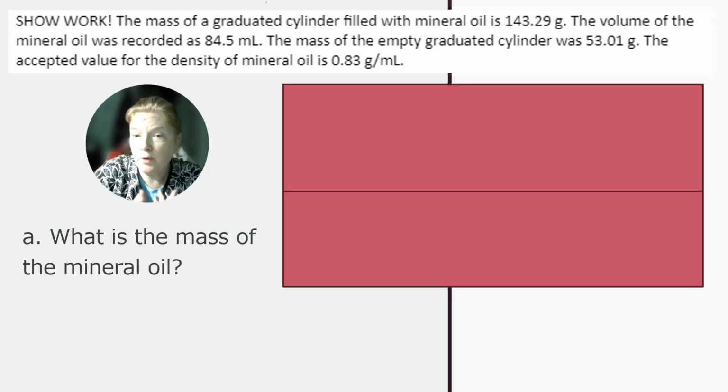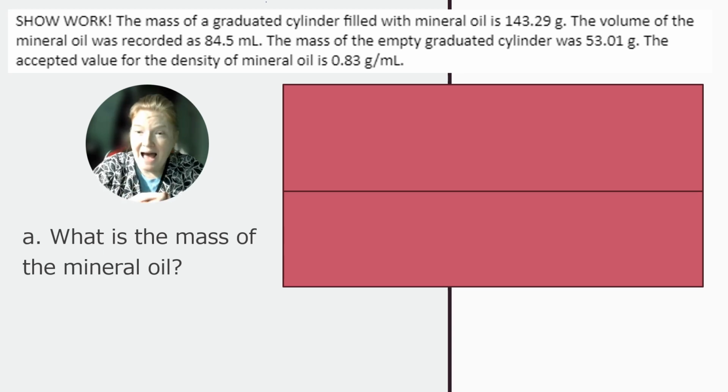All right, now you had to show work here on your paper. The mass of a graduated cylinder filled with mineral oil is 143.29 grams. The volume of the mineral oil was recorded as 84.5 milliliters. The mass of the empty graduated cylinder was 53.01 grams. The accepted value for the density of mineral oil is 0.83 grams per milliliter. What is the mass of the mineral oil?